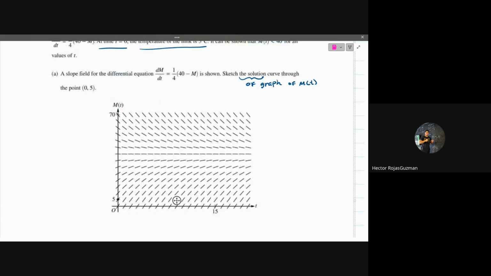To do this, start by placing the point given to us. And then follow the lines, because the lines are the slope. So just follow them. Follow, follow, follow. And here the lines get flat, so make sure you don't go past it. It's basically a horizontal asymptote. And then there it is, the solution.